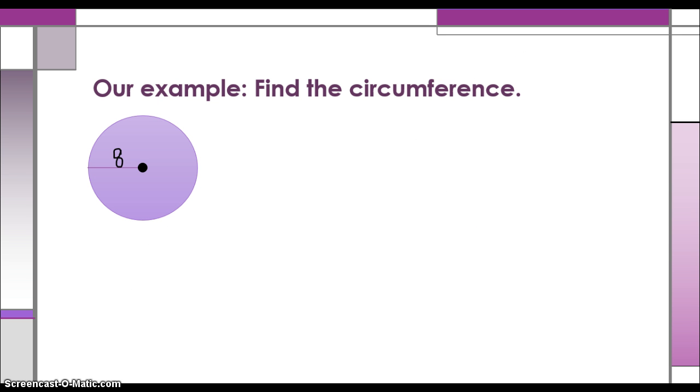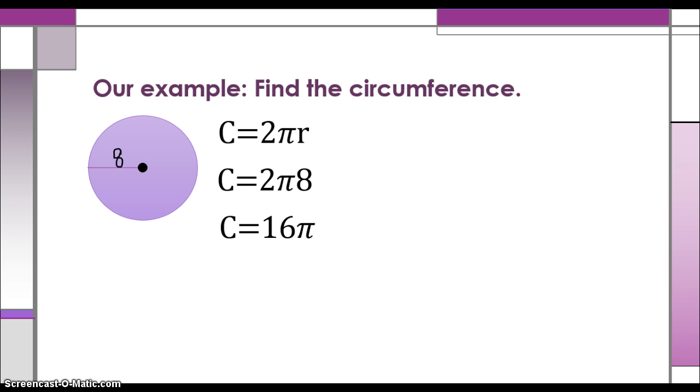Okay, our example is find the circumference of this circle. So we know that the radius is 8. So to find the circumference, we would use the equation C equals 2 pi r. And then once we plug in all the information, we get C equals 2 pi 8. And then when you multiply the 2 and 8 together, you get C equals 16 pi. And that's your answer.